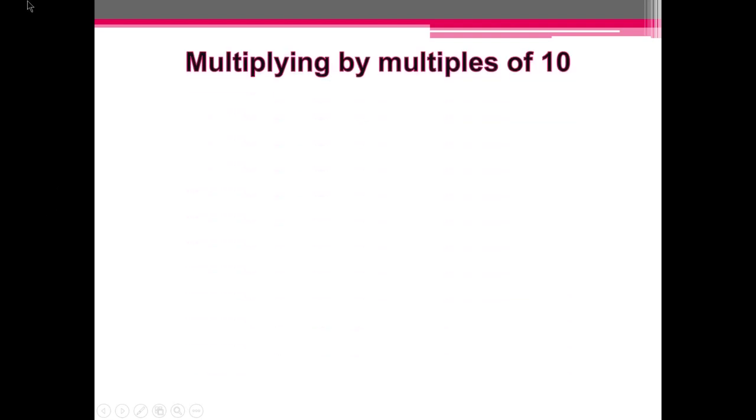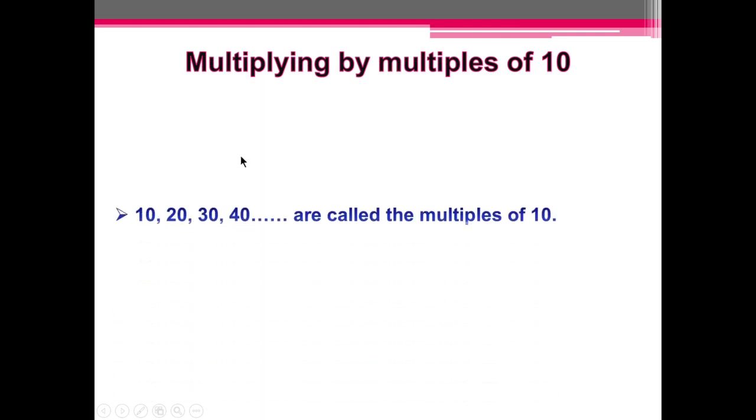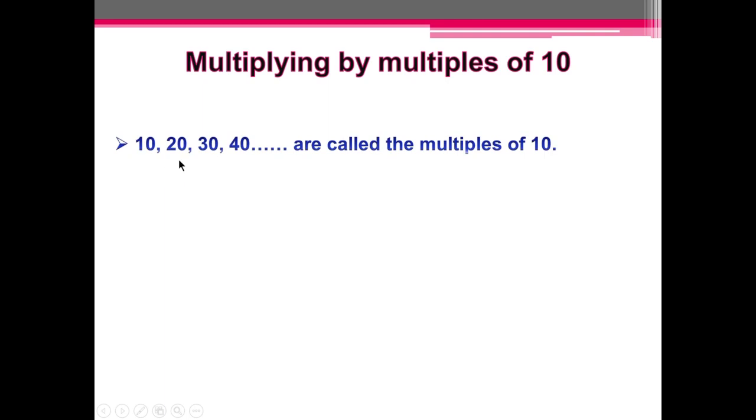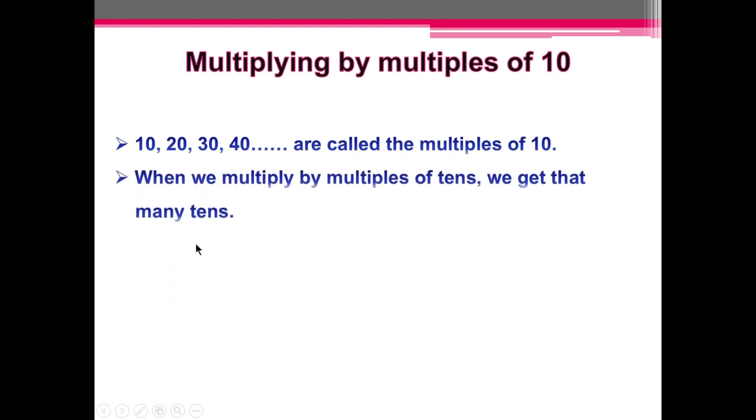Next one, multiplying by multiples of 10. Okay, can you tell me what are the multiples of 10? Here we are. 10, 20, 30, 40 and so on are called multiples of 10. Right? Okay. When we multiply by multiples of 10, we get that many tens. This too we all know, right? Shall we take an example?